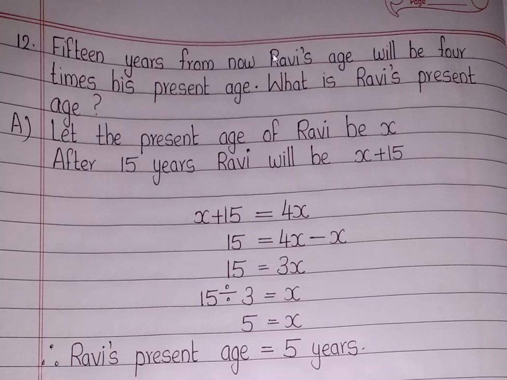You can see, 15 years from now, Ravi's age will be. What is Ravi's age after 15 years? x plus 15. "Will be" is changed to the equal to sign. 4 times his present age, 4 times x, that is 4 into x. What is x here? x is the present age of Ravi. This is your equation. Here lies your half mark. Solving the equation, you will get x equal to 5. That is, Ravi's present age is equal to 5 years.